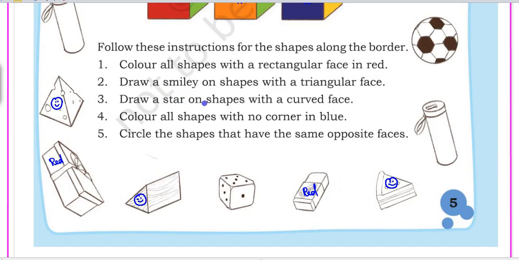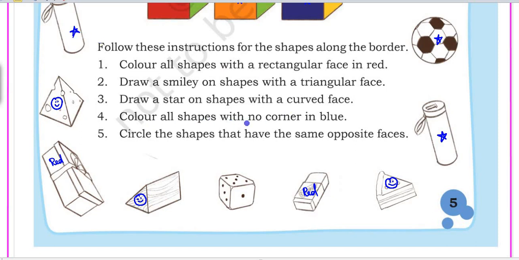Next, draw a star on the shape which has a curved face. For example, this is a curved face, you can draw a star. This also has a curved face, you can draw a star for this. Like this, you can just find out the others.